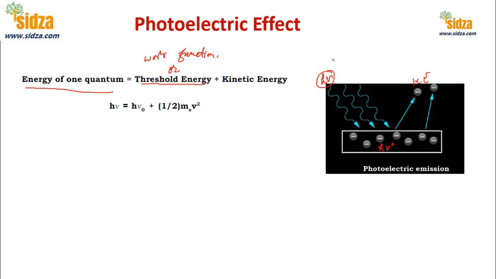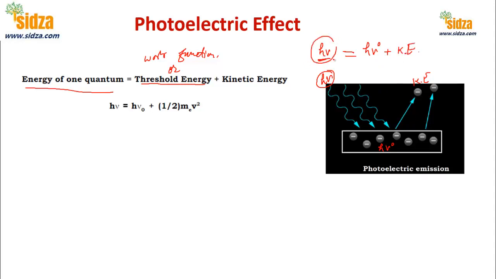So basically, the energy of this one quantum that we use to strike the metal will be equal to the work function, which is h nu naught, the threshold energy that you need to overcome the attractive forces, and the rest part of the energy will go in the form of kinetic energy.